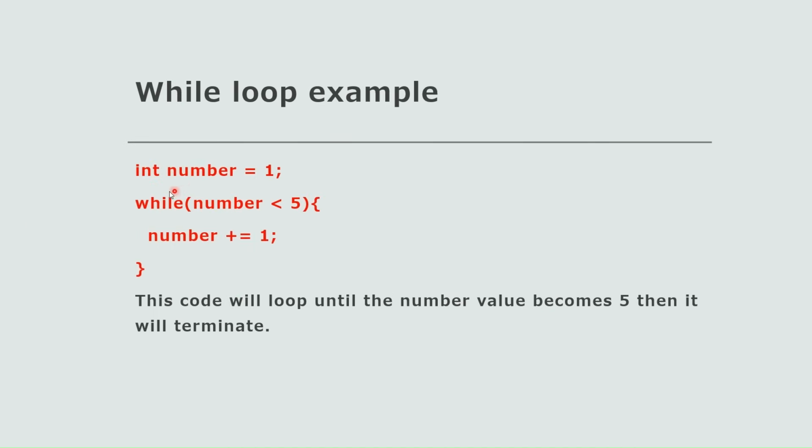While loop example: int number, a variable with a value of 1. While, in the brackets, we put number is less than 5, do this block of code, and we are incrementing the number by 1 each time the loop iterates. Eventually the loop will iterate about 4 times, because it starts from 1, and once number turns to 5, the condition is false and the while loop will terminate. Okay.